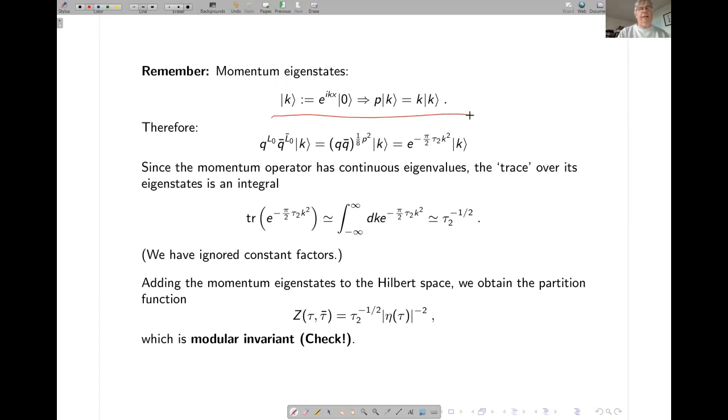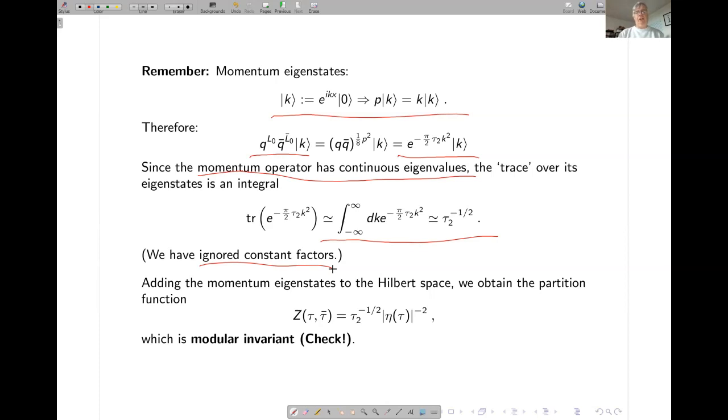We can also immediately check what applying q to the L0, q bar to the L0 bar does on a momentum eigenstate. It gives something of the form exponential of some constant times the imaginary part of tau times k squared. Now, the trace means we have to sum over eigenvalues, but the momentum operator has a continuous spectrum. So the trace in this case is an integral, which is, up to normalization, this integral here. We don't need to worry about the precise normalization, because it will be a constant, but all that we care for is the tau2 dependence of this integral.